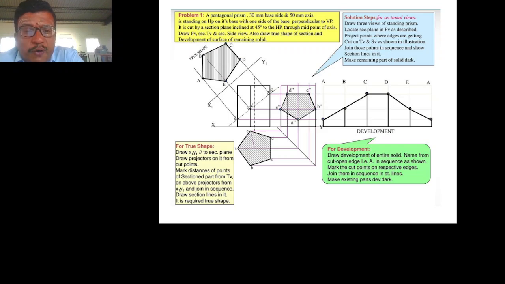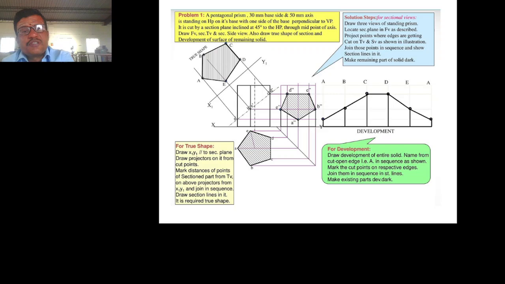So now we have to project A dash to the developed area. Then point it out as capital A. Then project B dash to the developed area and mark it as capital B. Then project C dash to the developed area and mark capital C. So similarly D and E. So this is the development of the true surface, the developed surface. Then we will see the true surface.